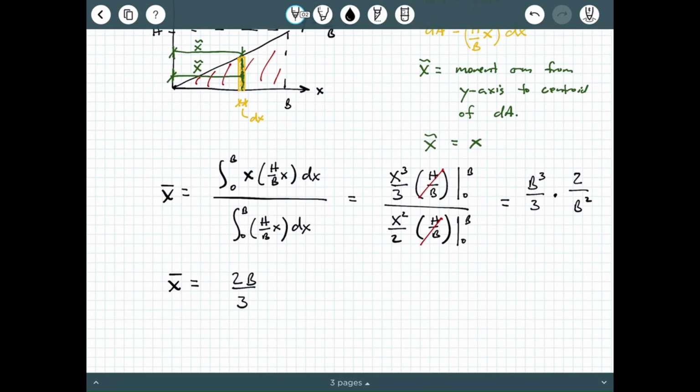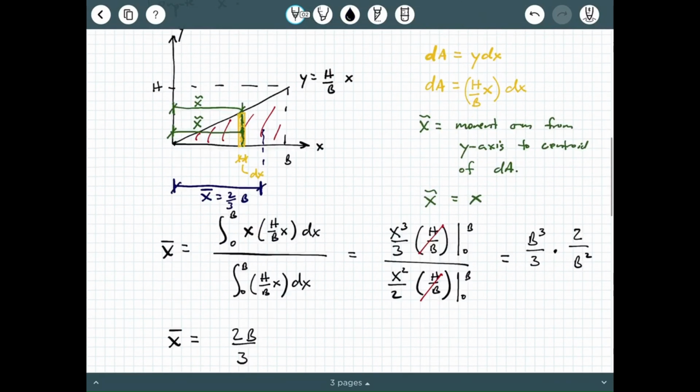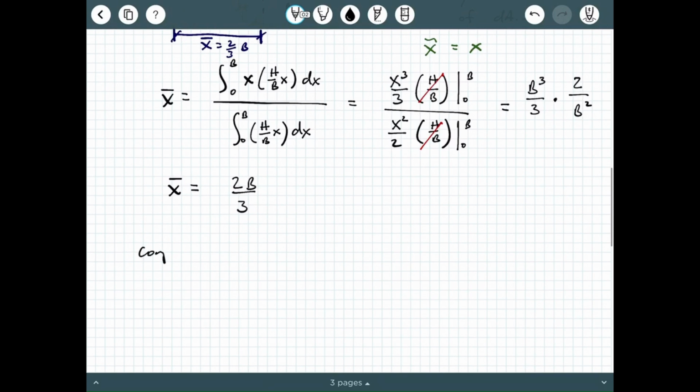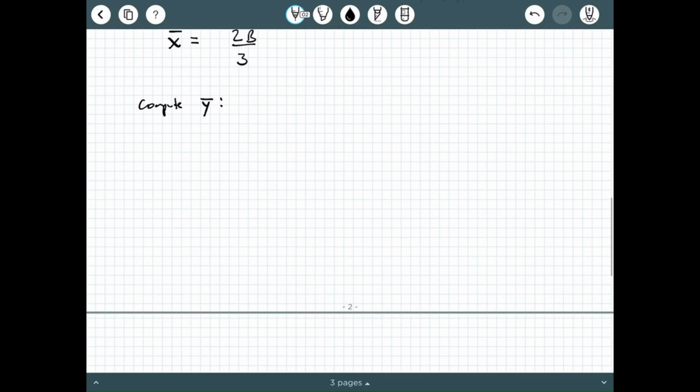That's 2/3 of b, so I'm going to say my x bar value is somewhere right here, right? X bar is 2/3 of b. Now, what about y bar? So we're done with x bar, there you go. What about y bar? Let's come down here, we're going to say compute y bar.